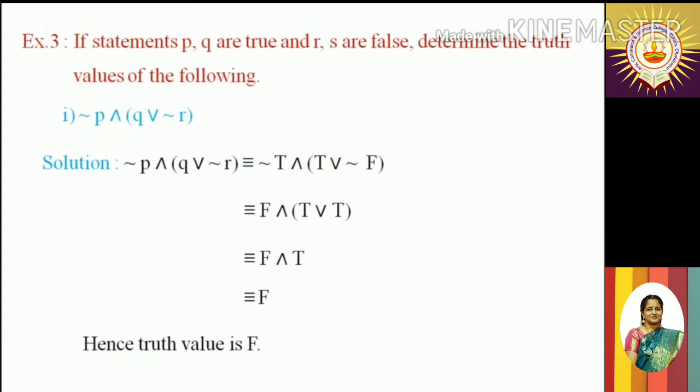So in next line we write negation T as F and bracket T or T. We know that for disjunction T or T gets T. So we write in next line F and T. F and T is nothing but F. Hence the truth value is F. Okay, you understand that? See the second problem.